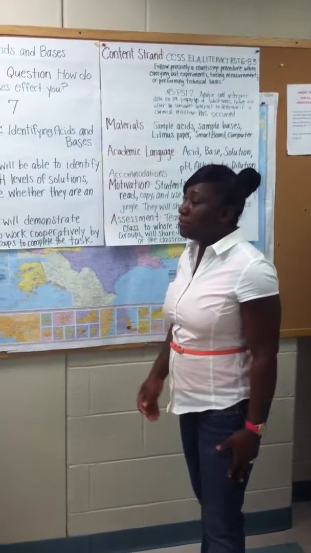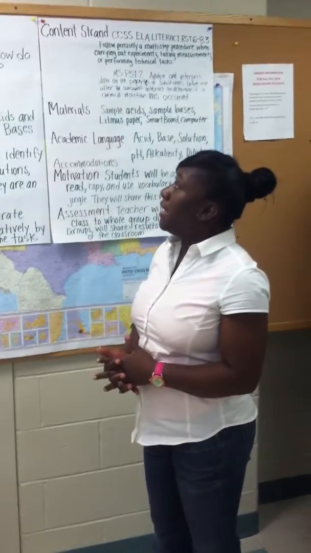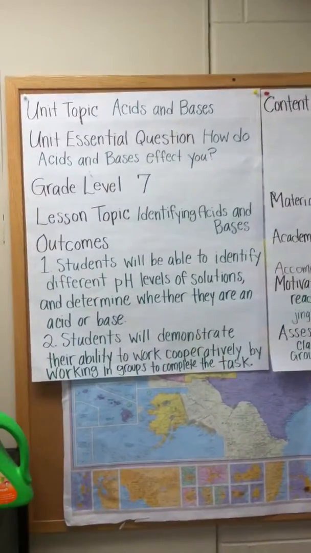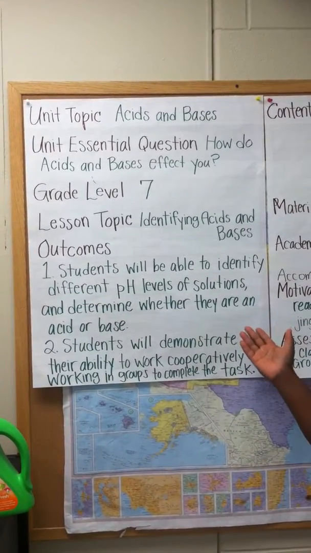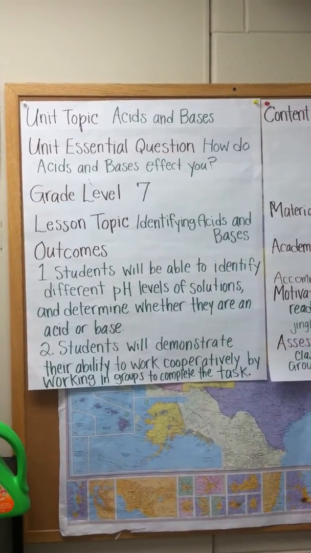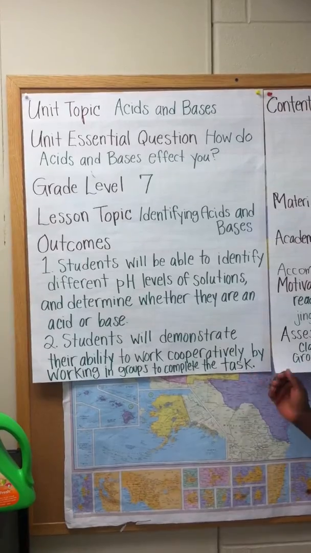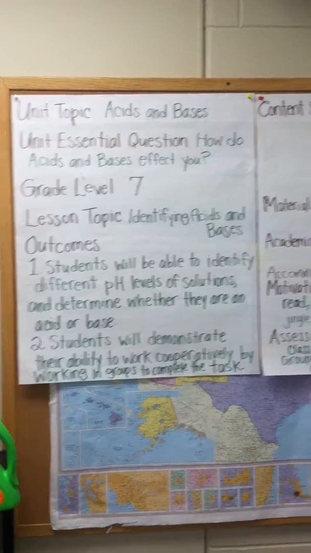Today I'm talking to the students about acids and bases. We're doing a lesson in a unit on acids and bases. The lesson today is identifying acids and bases. Our learning outcomes will be: students will be able to identify pH levels of solutions and determine whether they're an acid or a base. Students will demonstrate their ability to work cooperatively by working in groups to complete the task.